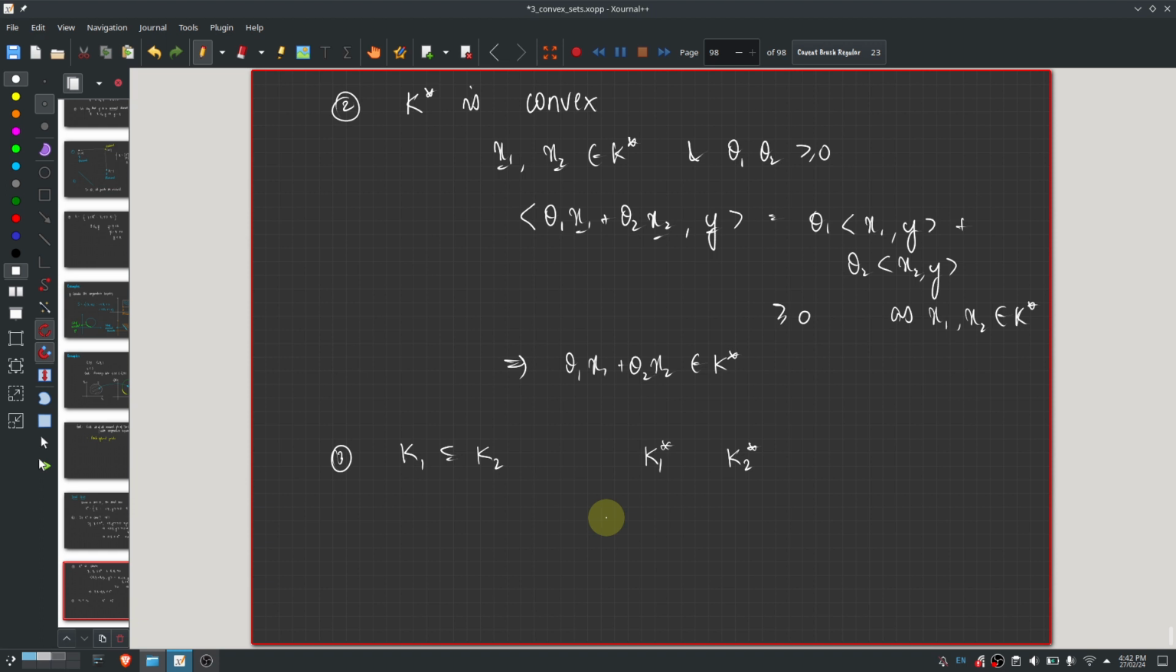So let's consider an element of K2 star. Consider any vector x that lies in K2 star. So I know that K1 is a subset of K2, right? So the inner product of x with every element y is greater than or equal to 0 for all y in K2, but also in K1, right? Because after all, K1 is a subset of K2. So if this holds for every y in K2, then it definitely has to hold for every element in K1.